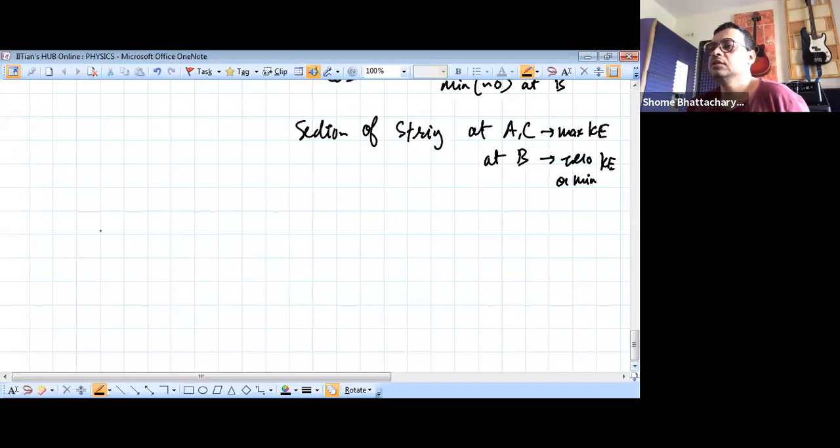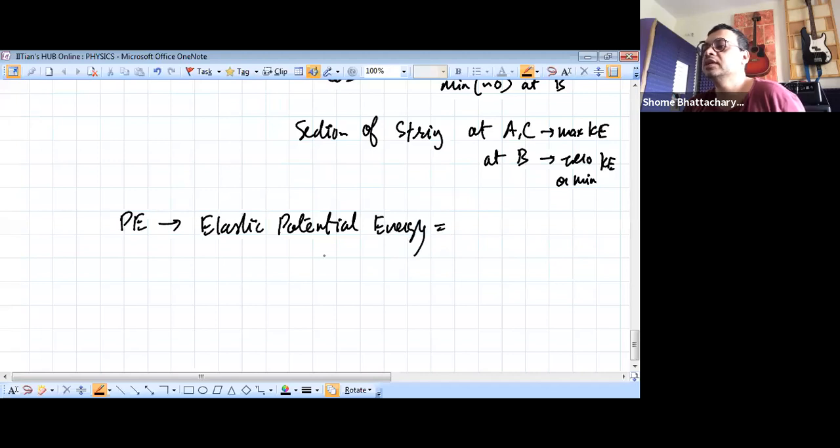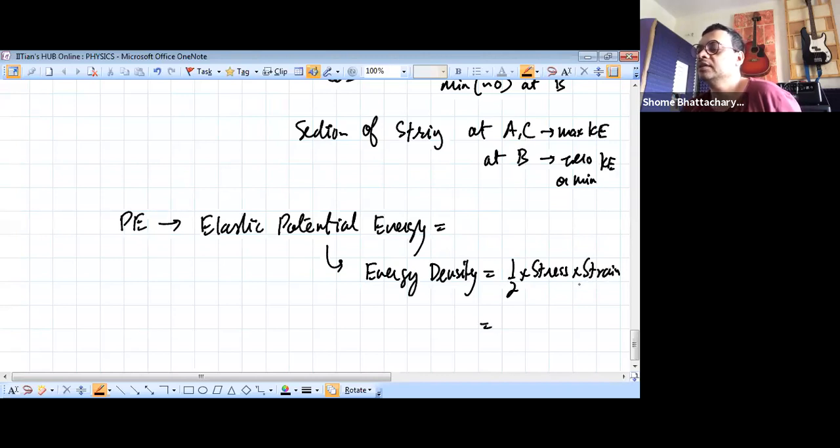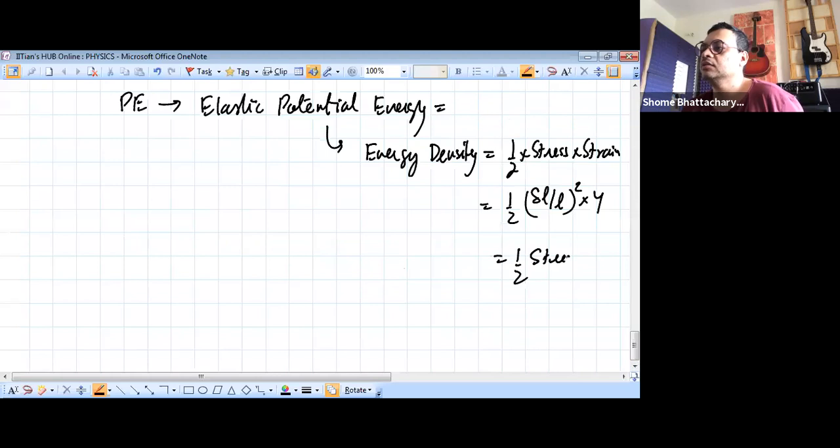Now about the potential energy. Potential energy over here is which type of energy? It is elastic potential energy. It has an energy density of half stress into strain, that is energy per unit volume on the string. You can write the stress as strain into Young's modulus. So it is half into (delta L by L) whole square into Young's modulus, or you can write it as half of stress square upon Young's modulus. But here we will go with this formula: half of (delta L by L) whole square into Young's modulus.